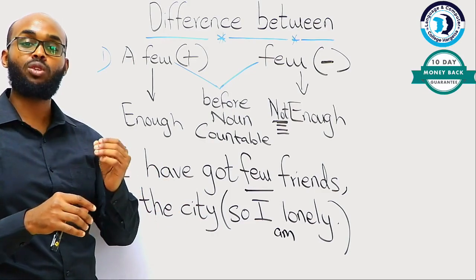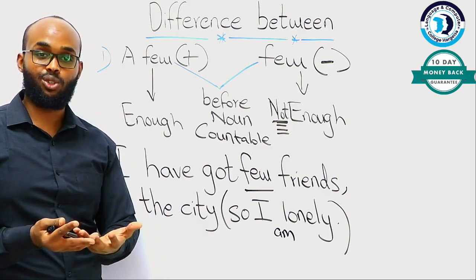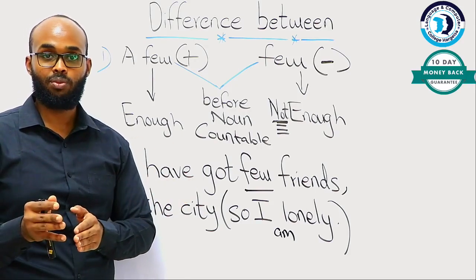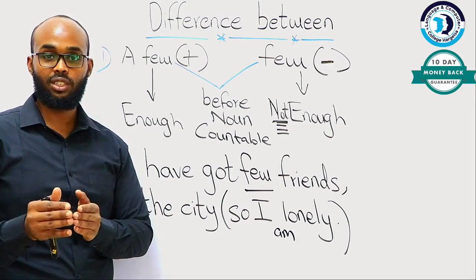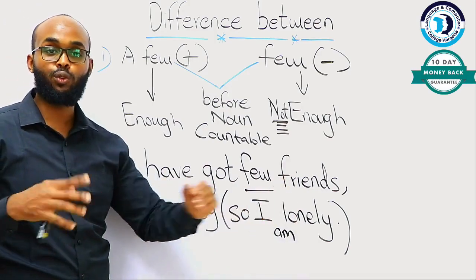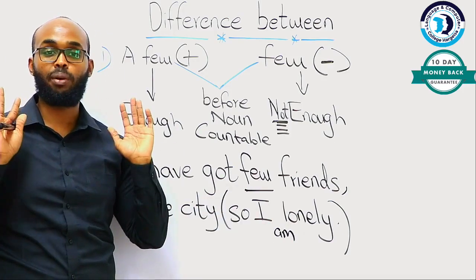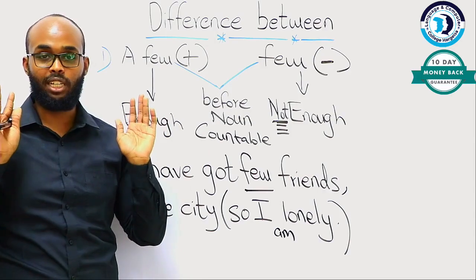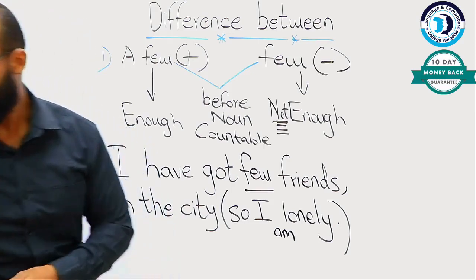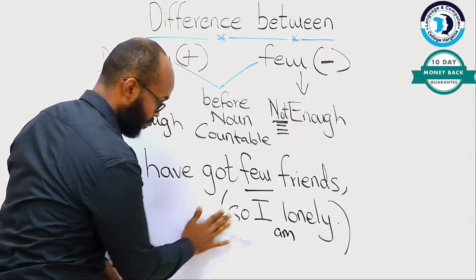Okay, but it's up to the sentence, because the sentence is something that can direct you. It will show you if it's something right or if it's wrong. So I have got few friends, so I am lonely. When I live in Shanghai, I have nobody. I can change it, for example.